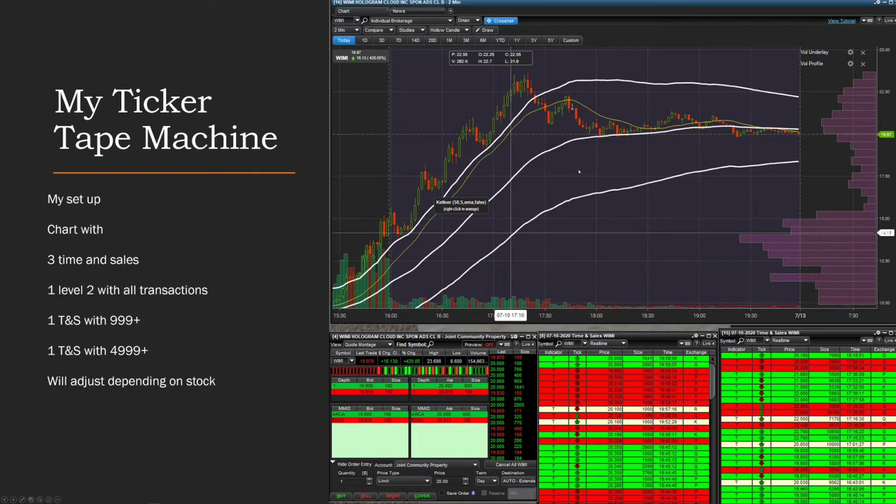So I have a setup. I have my chart, and I've got 3 time and sales. I've got this one here, the second one right here, and then the third one over here. This level 2 captures everything in this first column. Anything bigger than 999 comes over here in the next, and then anything bigger than 4,999 comes over here in the final column. I separate them out so I can see the bigger shares going through, because when you're playing a really fast stock, the time and sales will just fly by, and you want to take note of the bigger amount of shares going through.